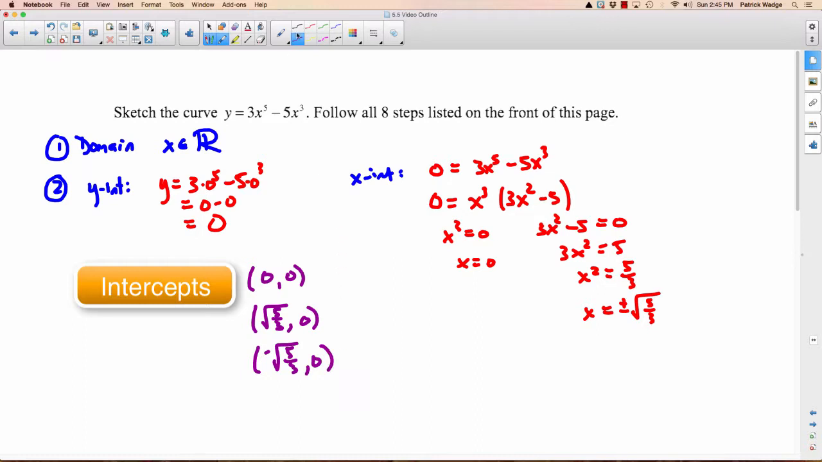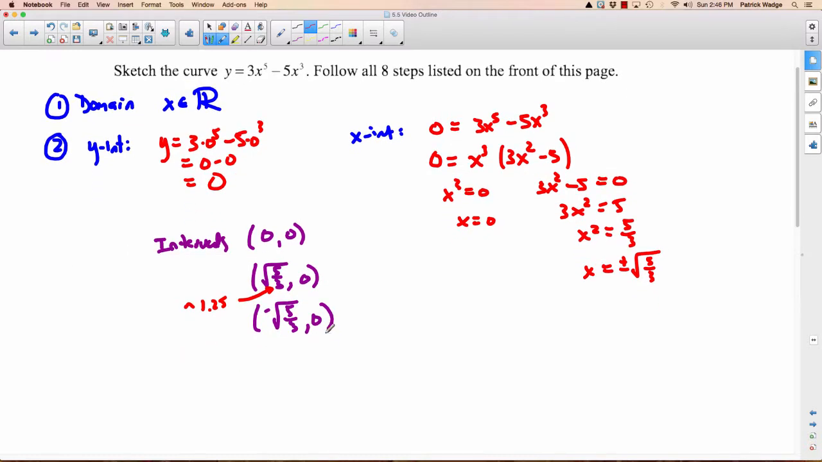And the other thing you might want to do, might as well do it now, you want to get a sense of just how big is root 5 over 3. So take your calculator, put 5 divided by 3, take the square root, and you're going to get approximately 1.25, and obviously negative 1.25 here. Okay, that's it for intercepts. Let's go on to step 3, which is whether it's odd or even symmetry.